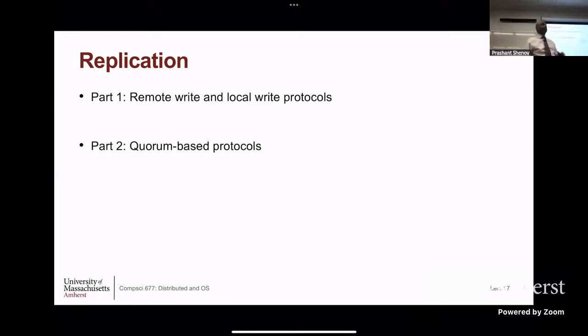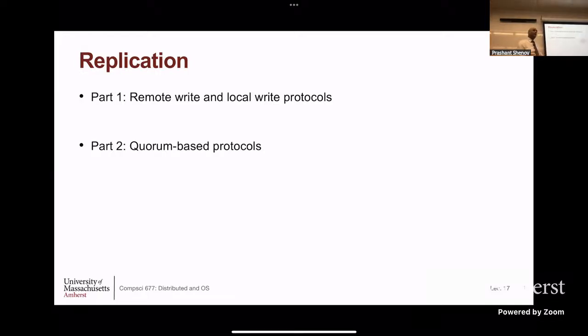Okay, so let's get started. Today we will continue the discussion on replication and consistency that we started last time. Last time we had all these different consistency models, consistency guarantees, and so on. And we ended with epidemic protocols and eventual consistency. We are done with that part.